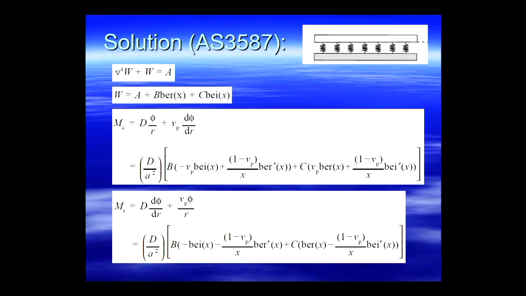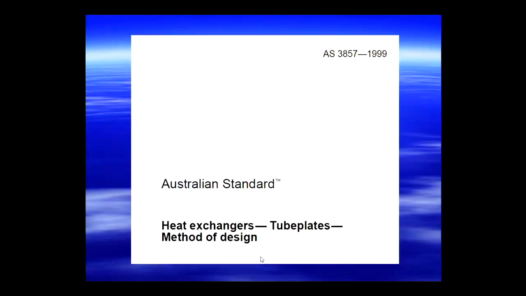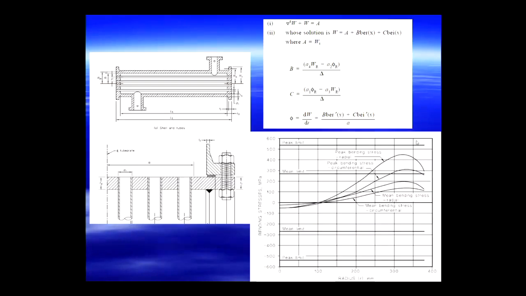You can see the fourth order biharmonic equation at the top, or biharmonic modified equation, the solution there, and the final equation for all the stresses, and so forth. And that's what I wrote into the Australian Standard on tube sheet design. When I did that, that's the document there. When I did that, I was able to reduce the thickness of the tube sheets from 60 millimetres down to 10 millimetres, which reduced the cost dramatically.